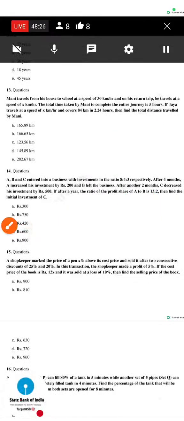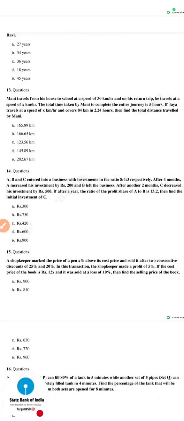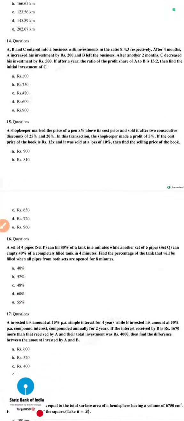Now we are going to see the next question. 14th one is completed, now the 15th one. A shopkeeper marked the price of a pen X percentage above the cost price, and sold it after 2 successive discounts of 25% and 20%. In this transaction, the shopkeeper made a profit of 5%. If the cost price of the book is 12x and it was sold at a loss of 10%, then find the selling price of the book.